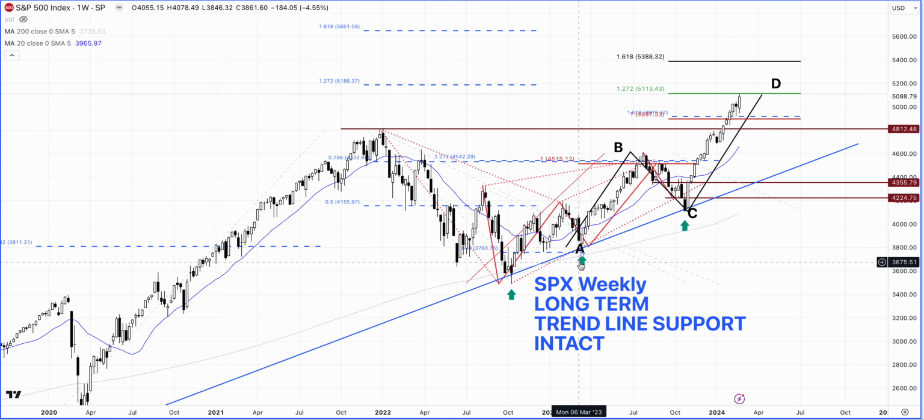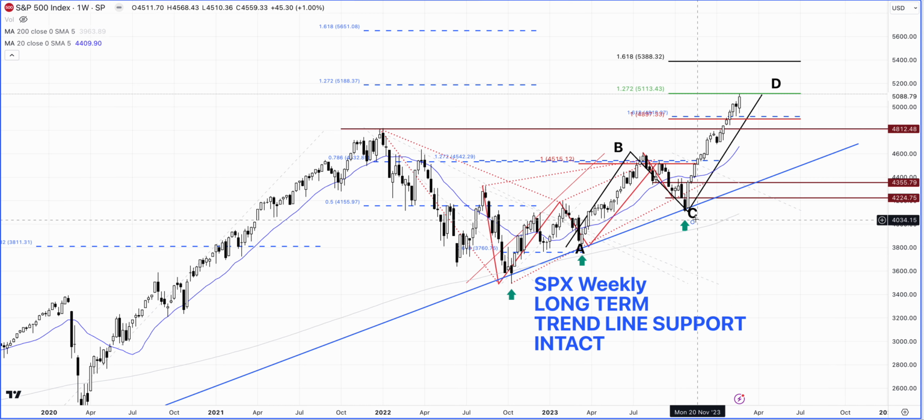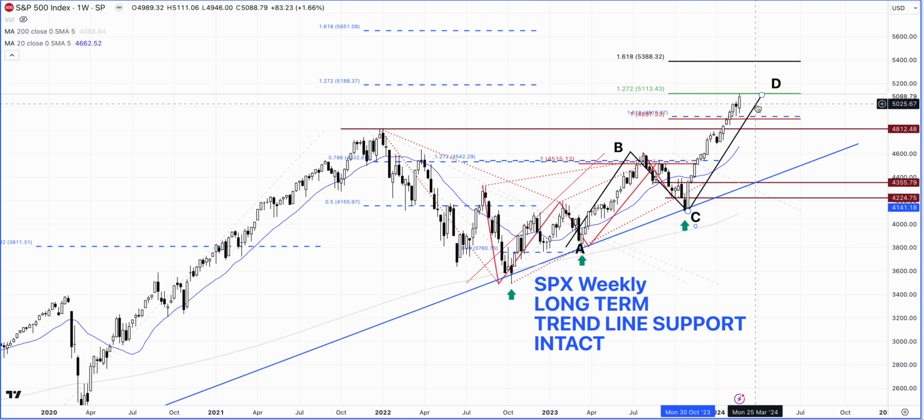So in fact, what is happening is this ABCD is actually extending by 1.272, and this is where the market went exactly to this level. And then there was a little bit of selling that came in on the daily chart. I'll just move down to the daily chart as well. So that's why I have actually made this one a little bit extended.